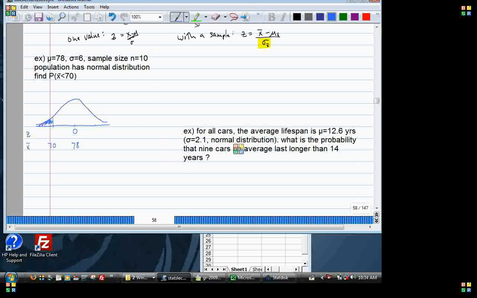Right. So one thing I want to do is make sure that we know what we're working with. What's the mean in this question? It's going to be 78.